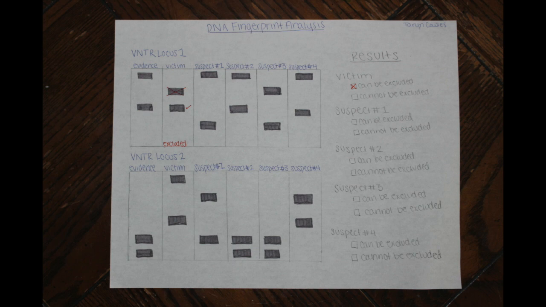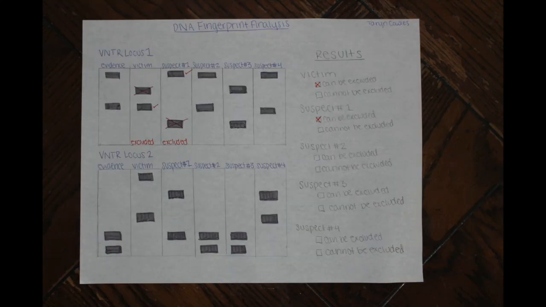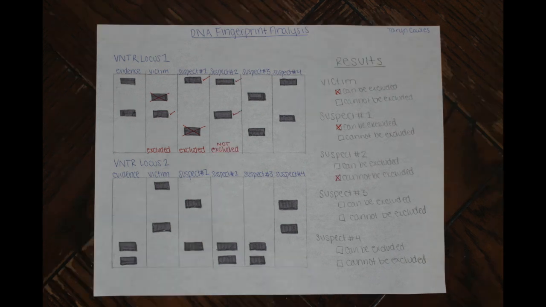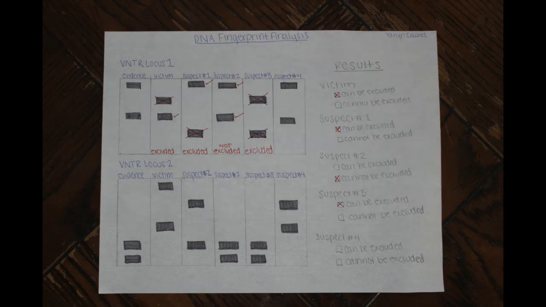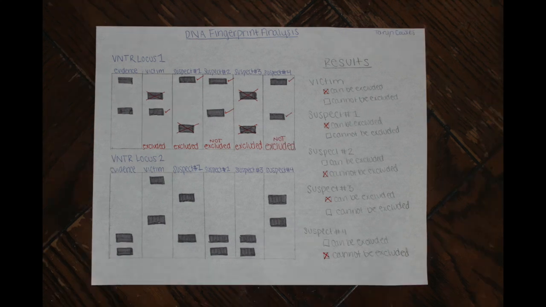Suspect number 1 also has one allele that doesn't match, so they can be excluded as well. For suspect number 2, both alleles match the evidence, so he cannot be excluded from leaving DNA. Suspect 3 has no alleles matching the evidence, so she can be excluded. And lastly, suspect 4 also has 2 matching alleles, so she cannot be excluded.